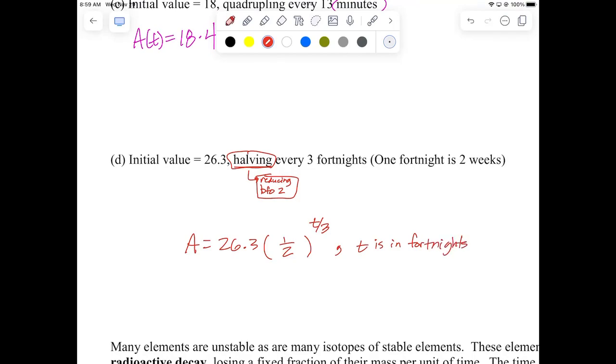That would be a reasonable unit to use, right? Let t equal fortnights, and we just go t divided by 3. But most people don't know what a fortnight is, do we? So what if we wanted to do the exact same thing, but we wanted to go t in weeks?